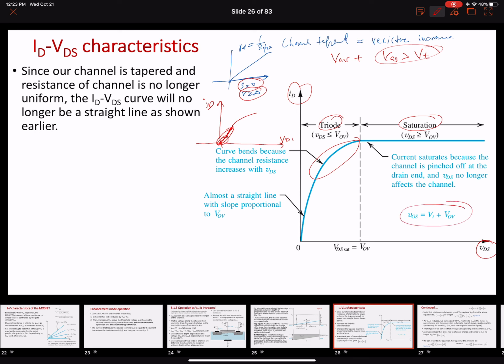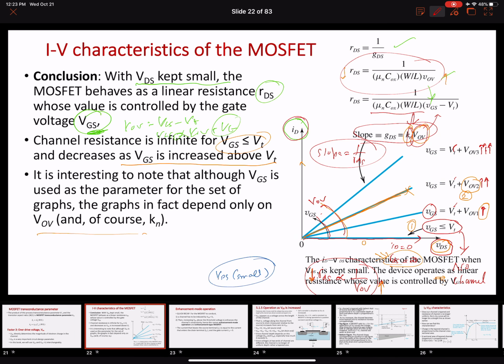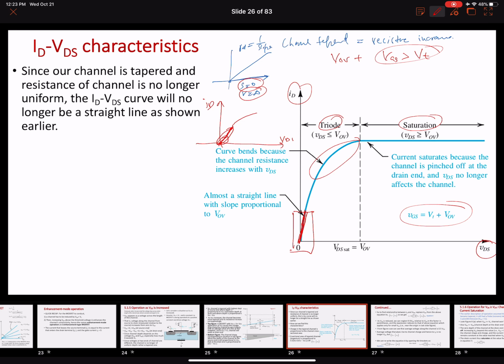So what is happening over here? For smaller values of VDS, the IV characteristics is again linear, as we initially discussed in the last slide. The IV characteristics looks exactly the same over here. It's a linear characteristic. And over here the depth of the channel is uniform, but as soon as you reach this point, the depth of the channel starts to decrease.